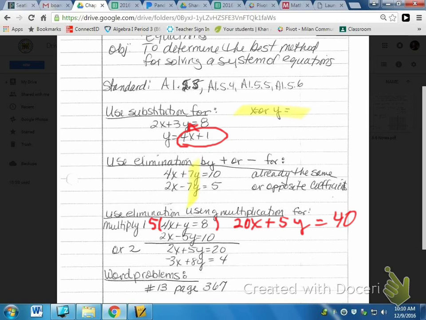Exactly right. All right. Now, case 2, 2x plus 5y equals 20, and negative 3x plus 8y equals 4. Not a set of those, the x's or the y's, is one a multiple of the other. So the result is having to multiply them both. So, what would I end up doing?